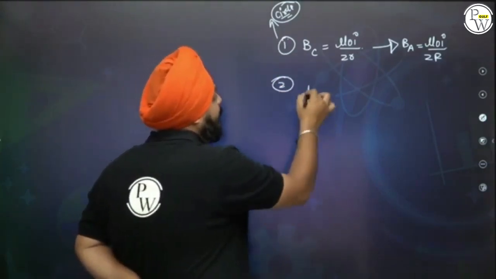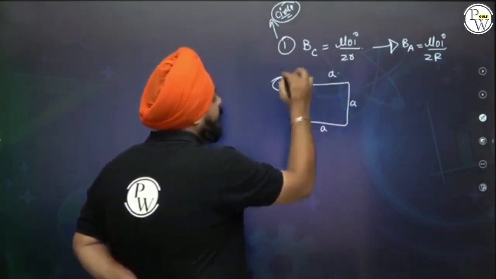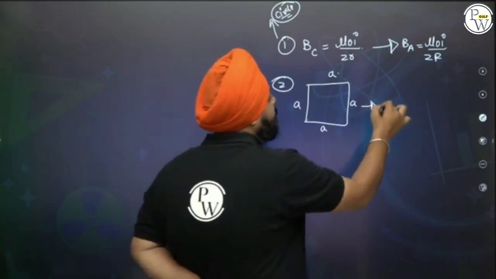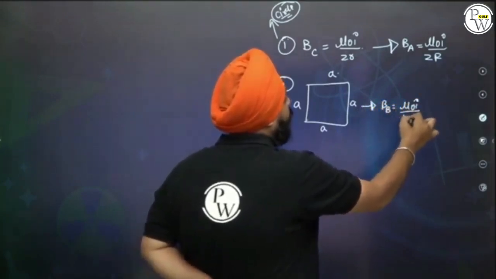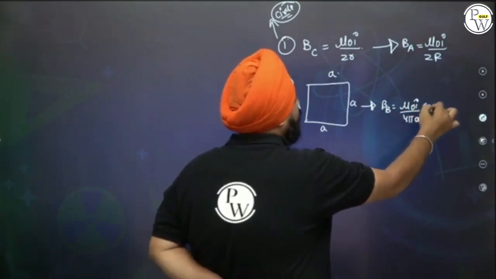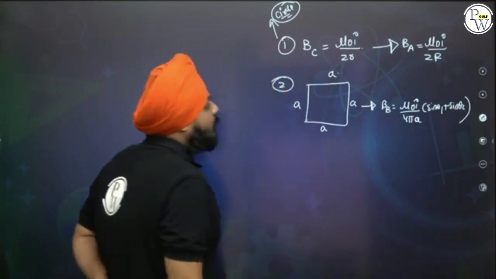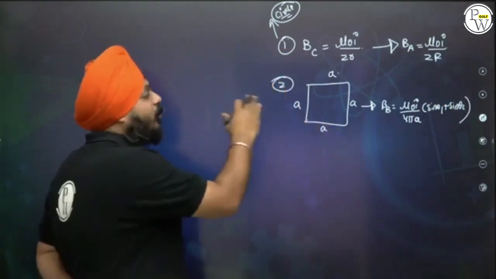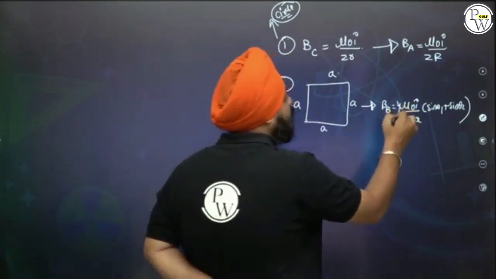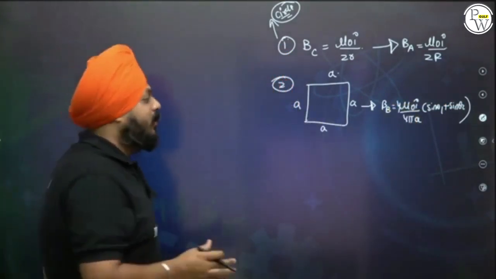Now the one that has been transformed into the square of side A. The magnetic field B is equal to mu 0 I whole divided by 4 pi A into sine of theta 1 plus sine of theta 2. But this is for one side. We need it for the entire square, so 4 will be multiplied.